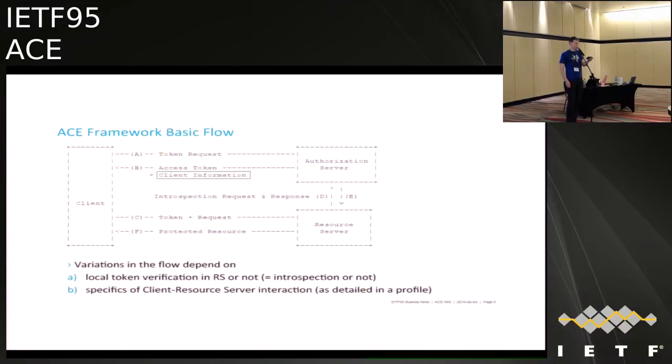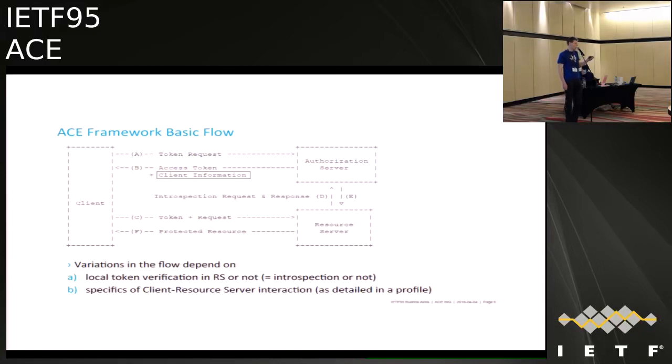Okay, and here's the basic protocol flow, which maps very closely to OAuth. You have the token request and response, the only difference being that in the response we use the term client information for what is not the access token. So that's A and B in this picture. Then we have the token transport and the resource request and response, which may be interleaved by the introspection flow, D and E.